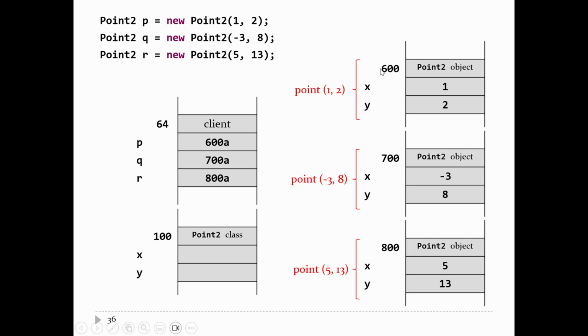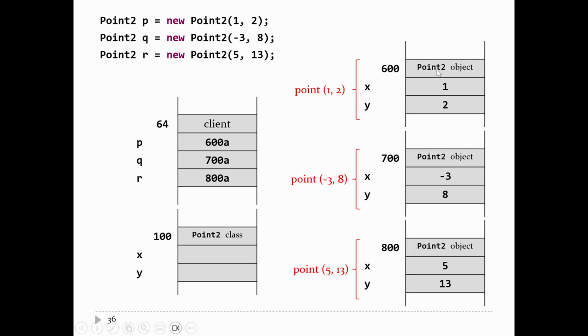It turns out every point object gets its own x and y coordinate. Where's the class? Here it is. So there's the Point2 class itself. The first time you use a class in Java, the class itself gets loaded somewhere into memory. If you look inside the Point2 class here, you see there's a variable x and a variable y. This means every Point2 object has its own x and its own y.